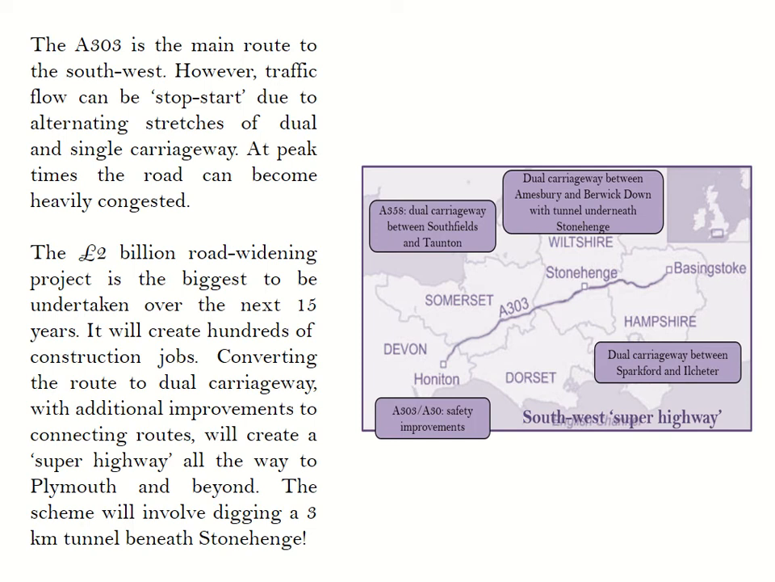It is still relatively close to London and the southeast. So the plan was to build a £2 billion road widening project that would take place over about 15 years. The problem is that they want to dig underneath Stonehenge. So they want to dig a tunnel underneath Stonehenge, and that is causing quite a few problems with the locals who are arguing that that will kind of ruin the natural beauty of the area. It might damage the reputation and the tourism that it brings in.